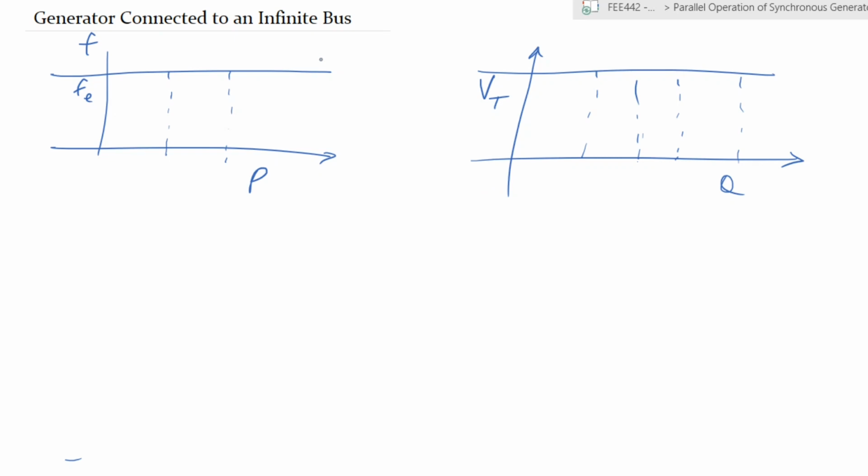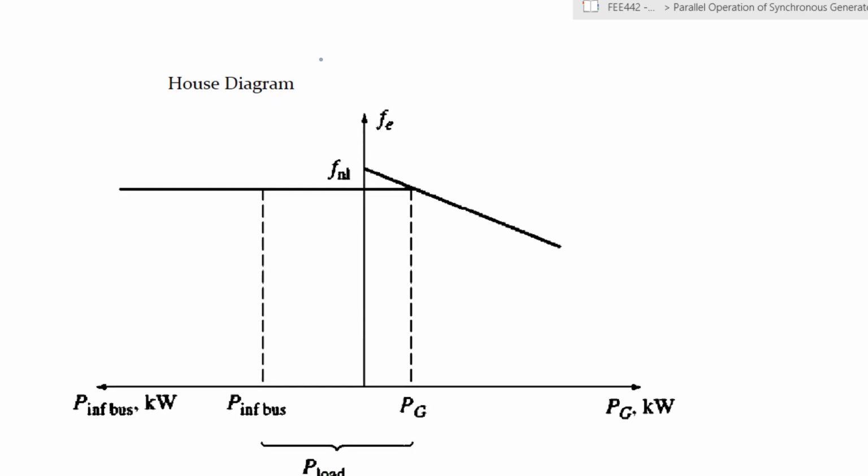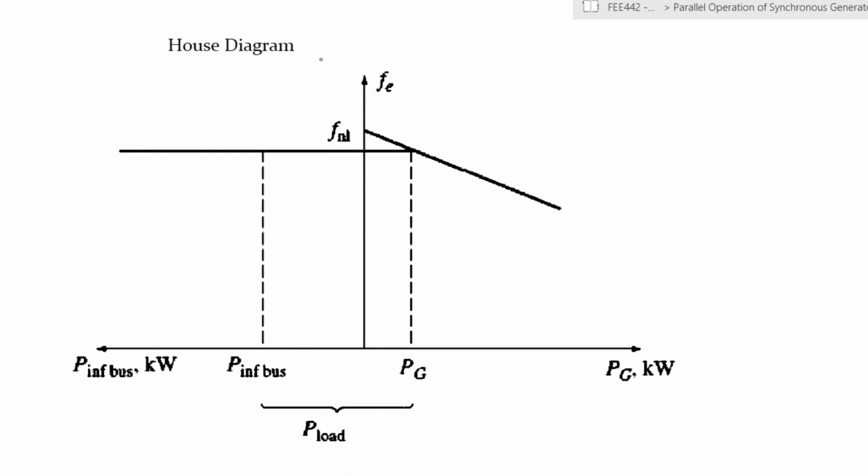So what happens when you connect a single generator to an infinite bus bar? Okay, so let's put them side by side next to each other, and they would look like that. Okay, this is what we call the house diagram. So in the case of power, you have on the left hand side the diagram of the infinite bus bar, which is introduced at that point. And on the right hand side, you have your generator that you want to connect to the infinite bus bar.